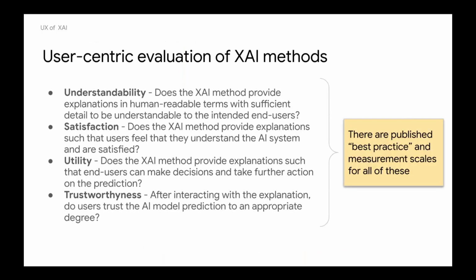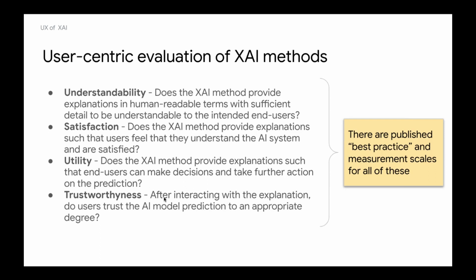And there are a number of different user-centric evaluations people should be looking at. Understandability: does an XAI method provide enough explanation or sufficient details in order for it to be understandable? Are people satisfied? Do they understand the system and are they satisfied with what they've been presented with? Utility: are they able to actually take that next action? Do they feel confident in making a decision, or do they feel like they have to do more research? And trustworthiness: after interacting with it, do they trust it to an appropriate degree?